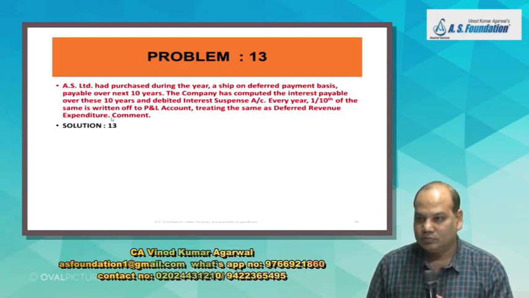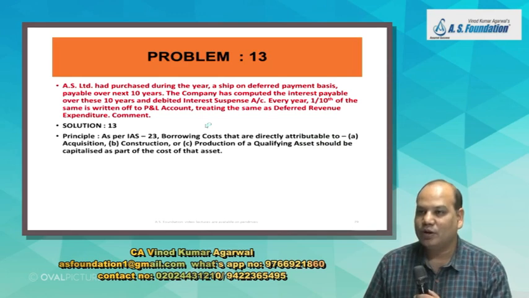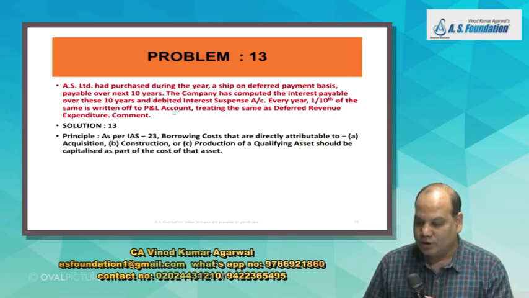Can it be done? A Limited has purchased a ship on deferred payment basis. Is a ship in a ready to use condition a qualifying asset? Okay. So if there is no qualifying asset, whatever borrowing cost you incur will be recognized in the same year in which it is incurred. But what they are doing, they are apportioning it over a 10-year period, because the useful life of the ship is 10 years. Can the interest cost be deferred and apportioned over the useful life of the asset? No. So this answer is wrong. They should not have done this.